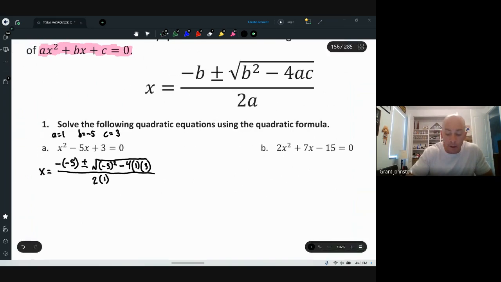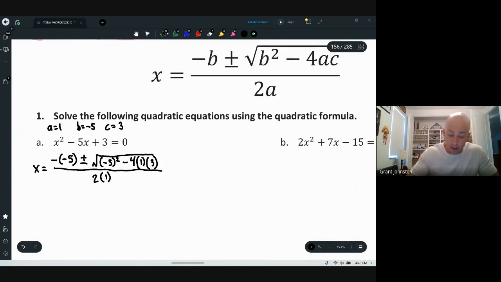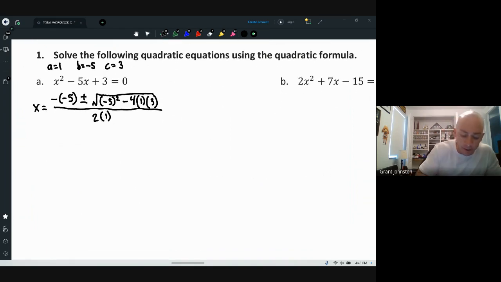So that's the setup. Take a peek at that. Make sure you understand it. Look at it for a second. Pause it if you need to. That's the setup. And now it just comes down to simplifying. So here we go. We're just going to simplify this. So negative 5 would be positive 5. Inside the square root symbol, negative 5 squared is 25. Negative 4 times 1 times 3 would be minus 12. 2 times 1 is 2.